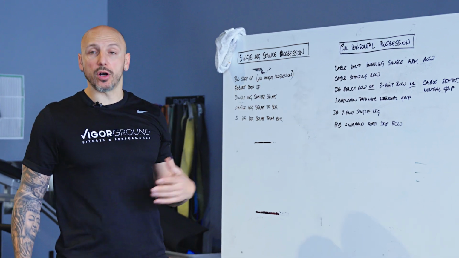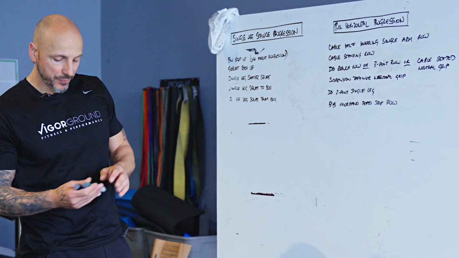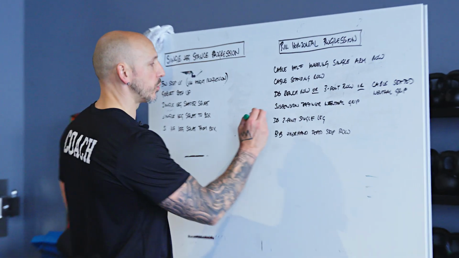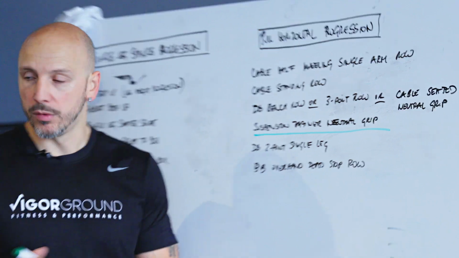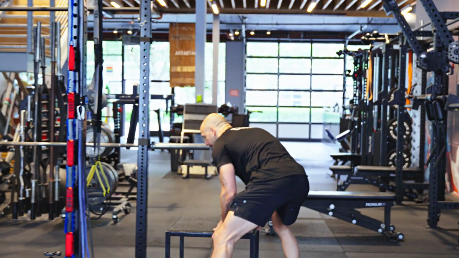Cable half kneeling single arm row. By the way, I want to show you something, right? Because you'll see a lot of this. We have the suspension trainer neutral grip row here, right? Which is something you see a lot.